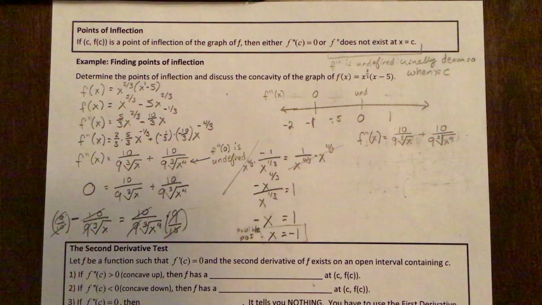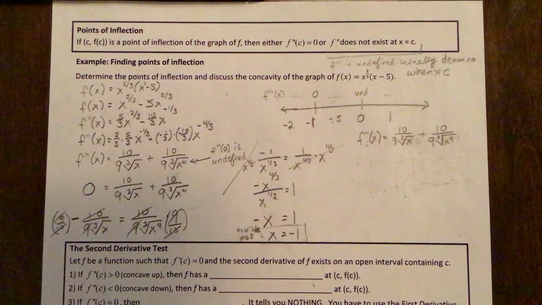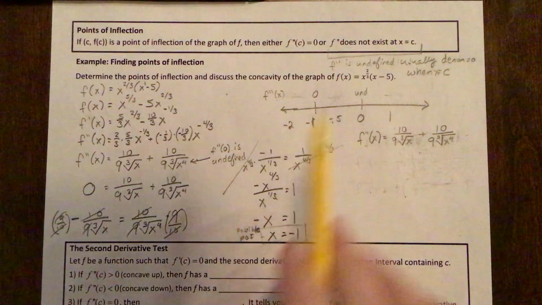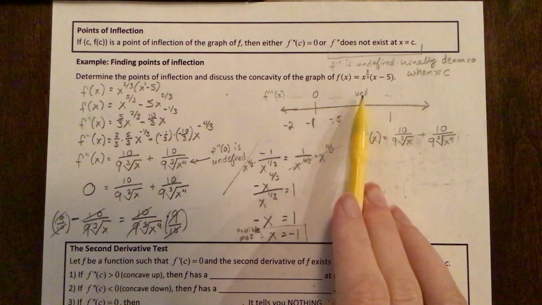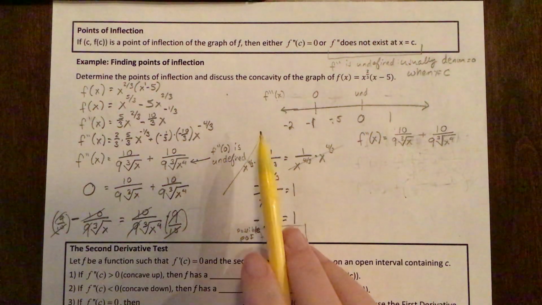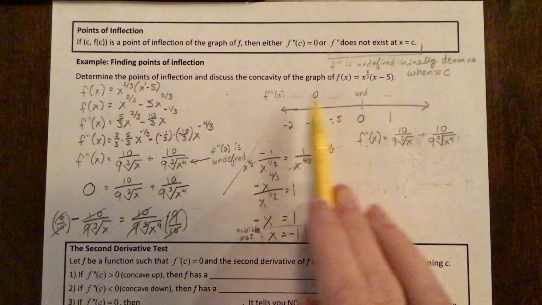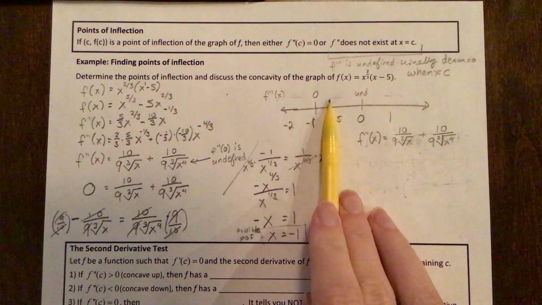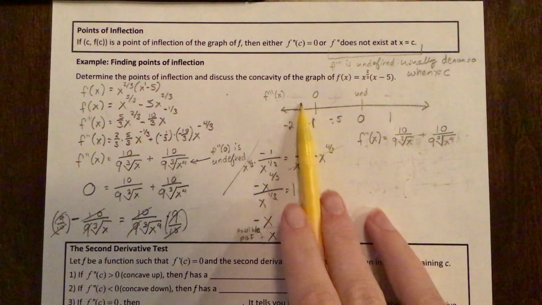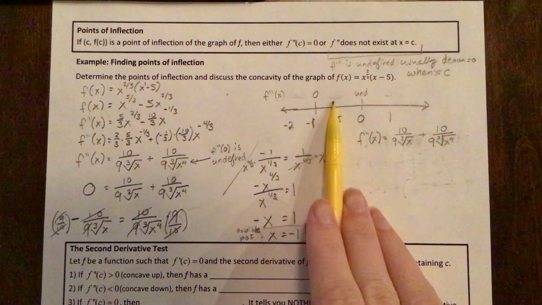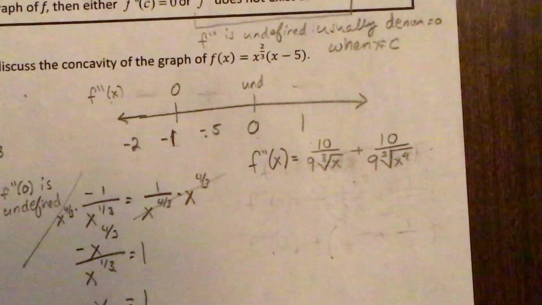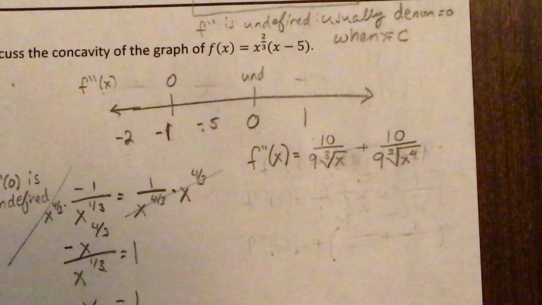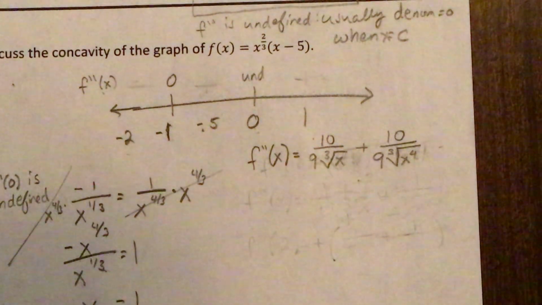Finishing up this problem where we were finding points of inflection. Points of inflection are where f double prime of x equals 0 or undefined, and your signs of f double prime have to change. So it either has to be negative to positive or positive to negative. It doesn't matter which. What I've done so far is I have rewritten f double prime of x as its fraction.